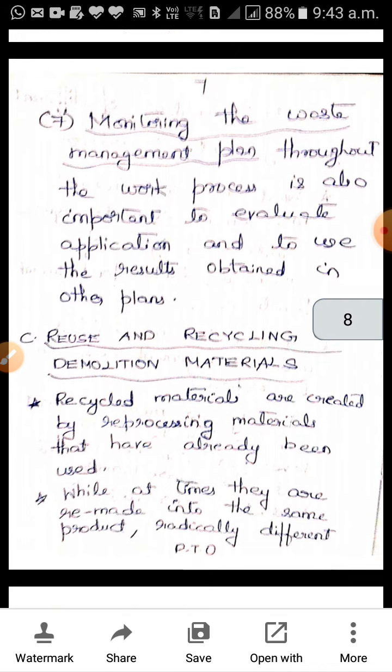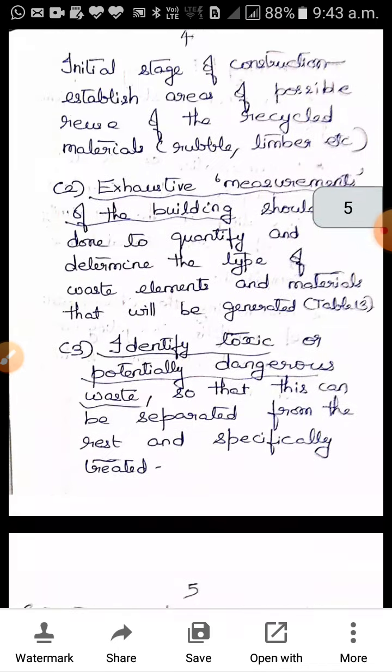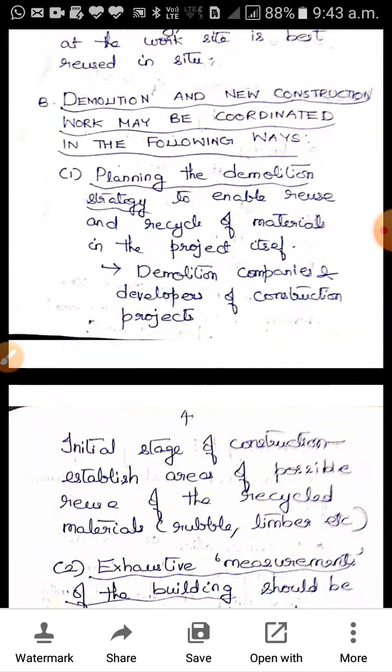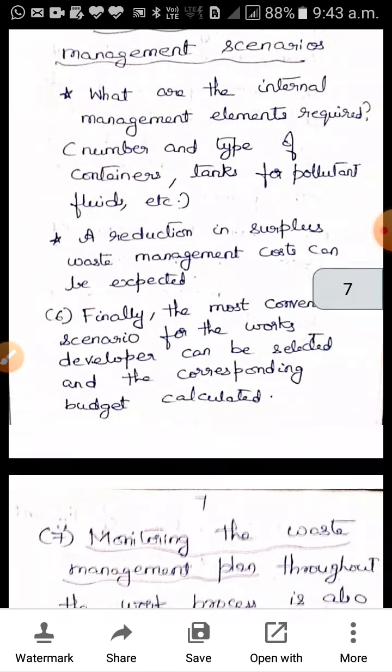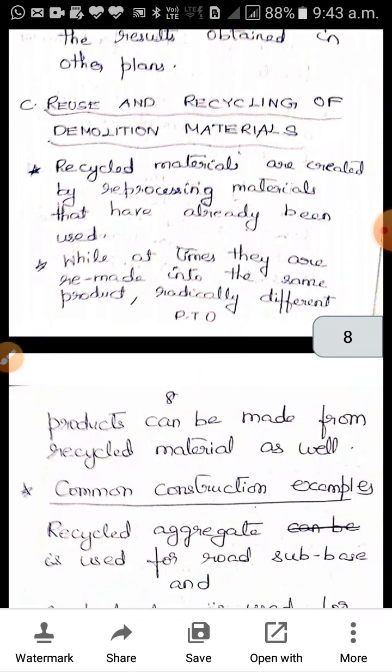Okay, so this was about the steps to be followed in demolition and new construction work, the coordination of demolition and new construction. The next one is reuse and recycling of demolition materials. So what is recycled material? Reprocessing of the existing materials is recycling.